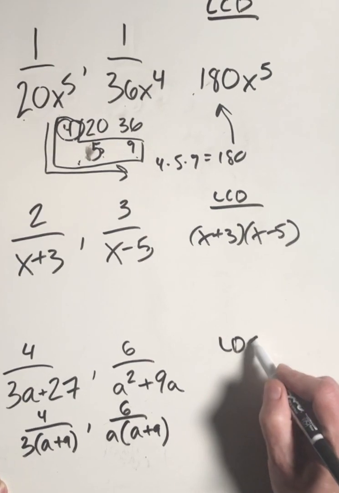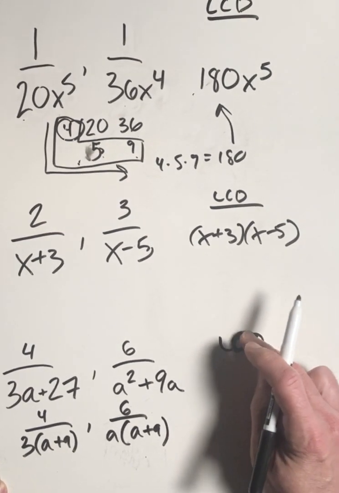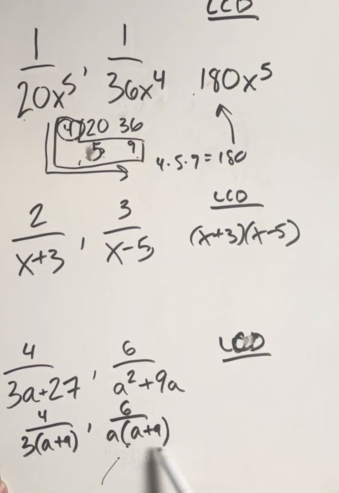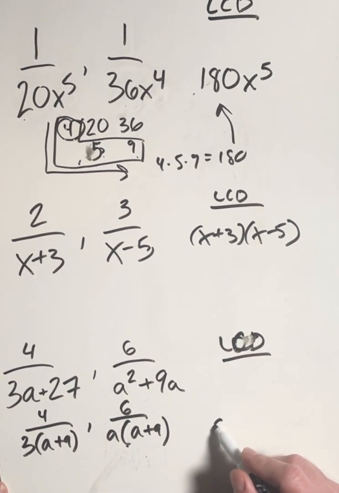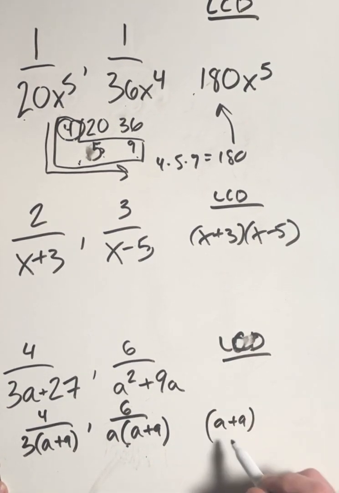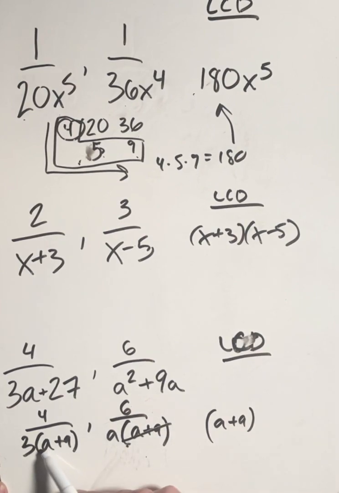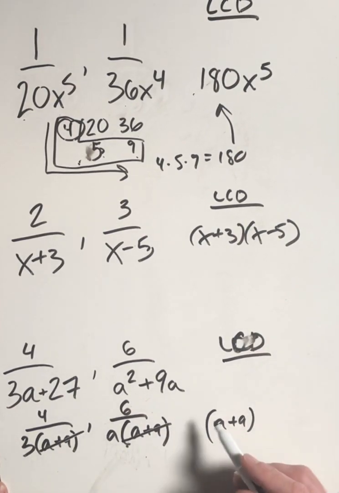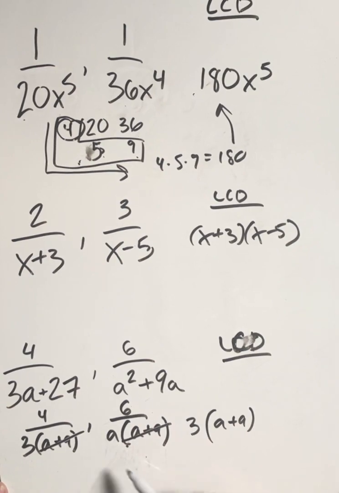So if I wanted to find the lowest common denominator between these two, it needs to have all of these factors in it. So it needs to have, well, an a plus 9, we can see that, because there's an a plus 9 on this side and an a plus 9 on this side. It needs to have a 3 in it, and it needs to have an a in it. So 3a times a plus 9 is the lowest common denominator between these two denominators.